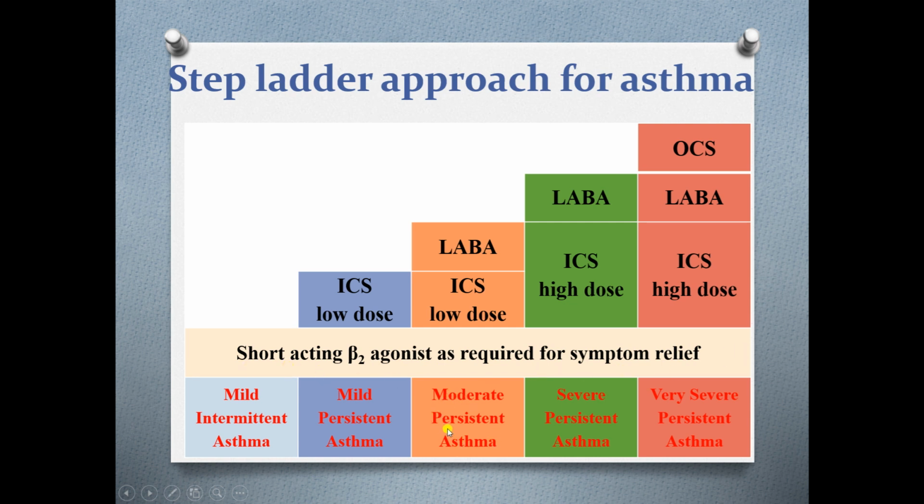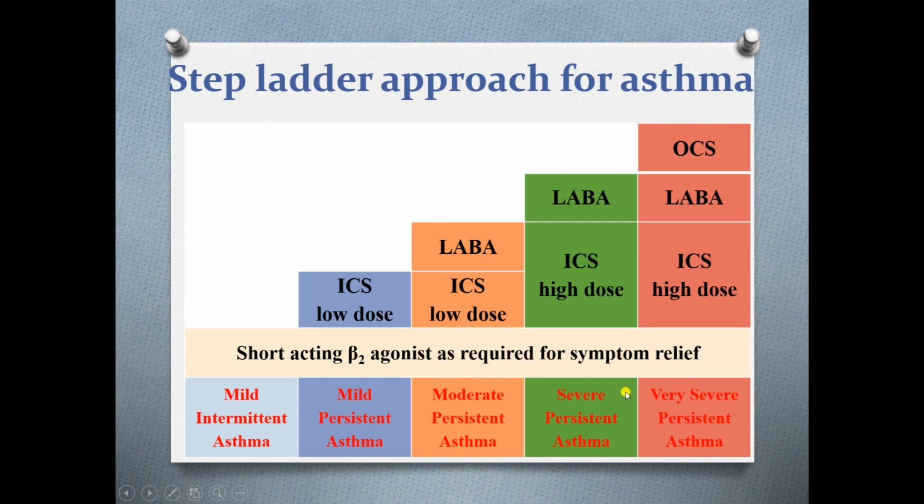In moderate persistent asthma, you give inhaled corticosteroid in low doses, or you increase the dose to the moderate level, and you add a longer acting beta 2 agonist along with it, like salmeterol. This is the drug which is added to the inhaled corticosteroid in moderate persistent asthma, along with beta 2 agonist as and when required. So here there are three steps: beta 2 agonist, inhaled corticosteroids, and longer acting beta 2 agonist.